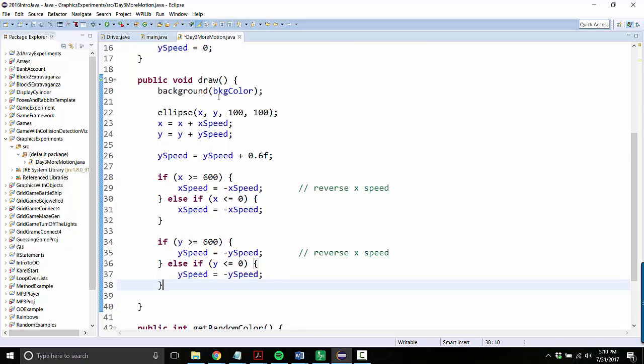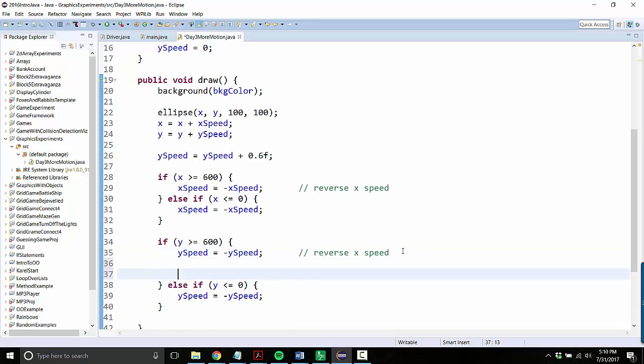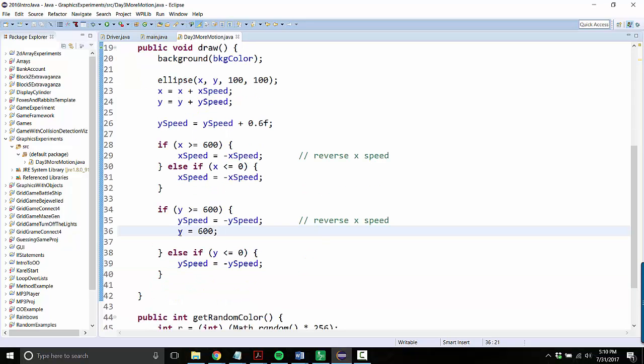So let's first find the place where we are bouncing off the bottom of the screen. That must be here, when the y-coordinate is bigger than 600. I'm going to go ahead and reverse the y-speed, but I'm going to do two other things. I'm going to set the y-coordinate equal to 600. And then I'm going to take the y-speed and make it 98% of what it used to be.